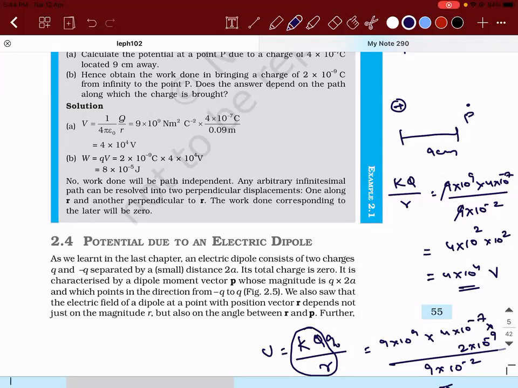So they have given some other reason, but you can just write the keywords stating that electrostatic forces are conservative in nature and path independent. These are the keywords expected in your exam. That's it. Shall we move on to the next one? Right?